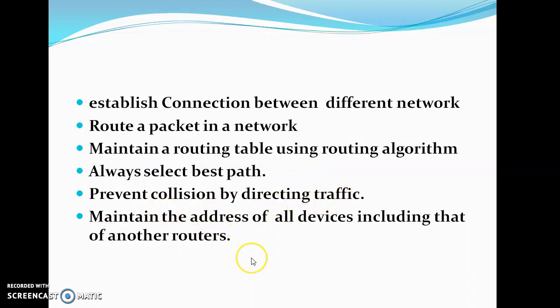If you are trying to transmit a message through a route which has very heavy traffic, your router will tell you that there is another route where there is less traffic, and then your data will be sent there. It maintains the address of all the devices, including any other routers that are included, and it will also maintain the addresses of all those routers.